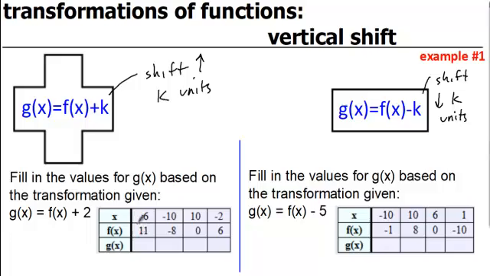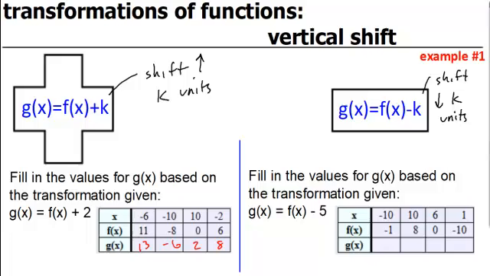It'd be a shift of plus 2, so 2 more than what the original f function would be. That would give you 13 here. What here? Negative 6 up to what here? Positive 2. And what here? Up 2 from 6, 8.